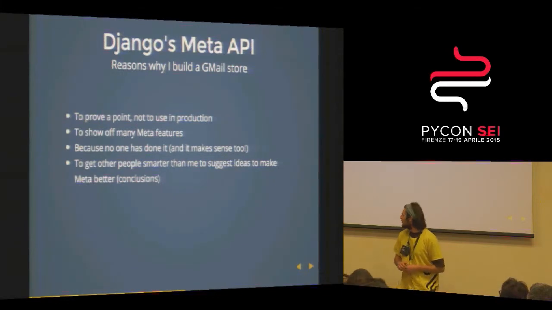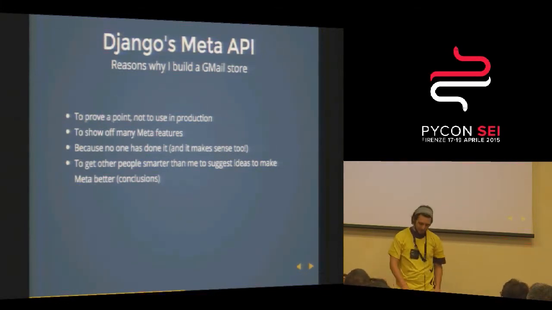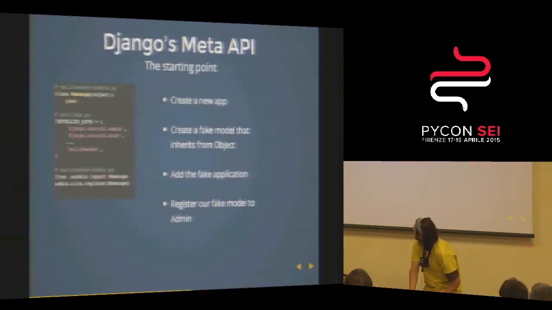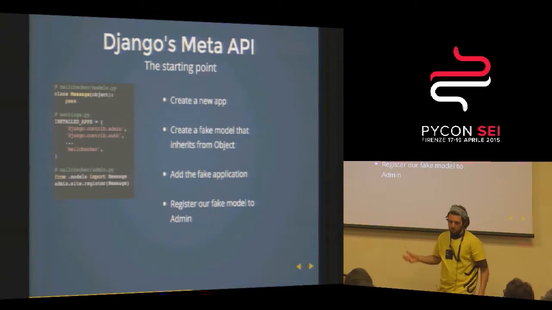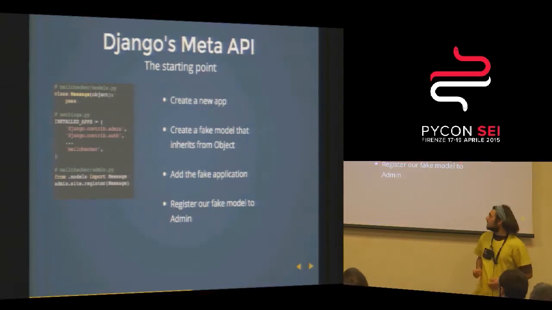Lots of people are more intelligent than me, so hopefully you will come and work on this proof of concept and make it even better. So we have to start somewhere. Let's say we want to build a system. Where do we actually start?